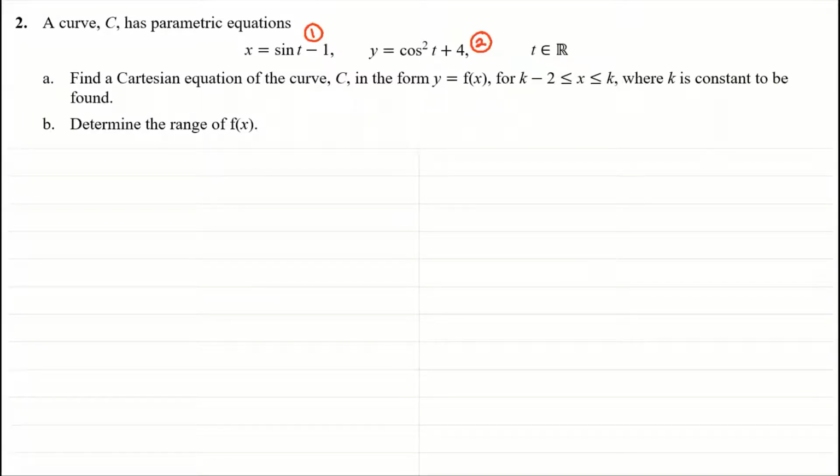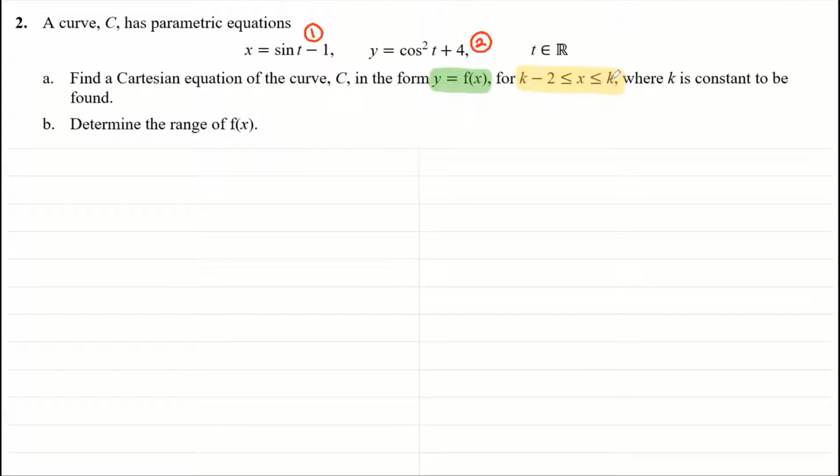Now, for example 2, I've already labeled the equations. We're given x and y in terms of sine and cosine, again, respectively. We have to find a Cartesian equation of the curve C. C is described by these parametric equations. This time, being very conscious of the question itself, we have to write it in the form y = f(x). So y has to be the subject. And we've also got a range of values of x. So this would be the domain of f, as we said in lesson 1. And k is a constant to be found.